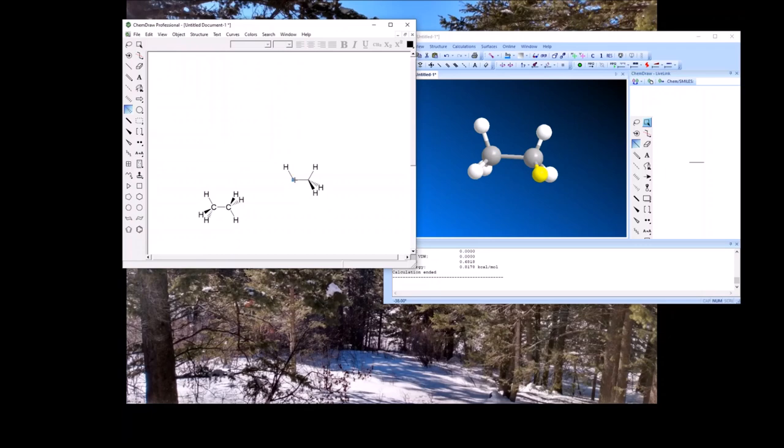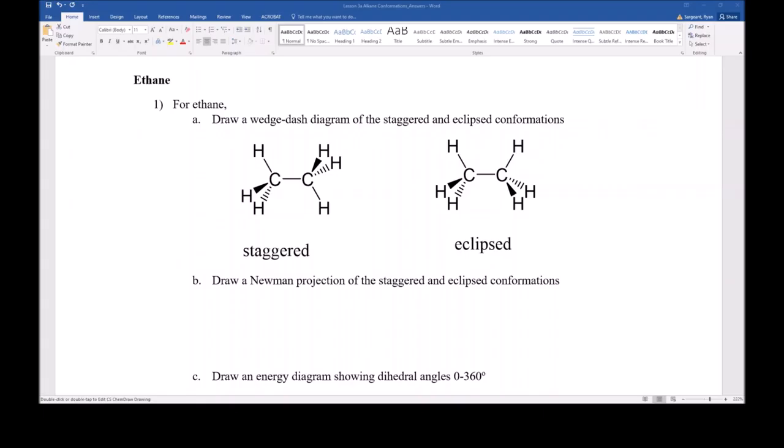And then I'll also show the wedge and the dash model for the other hydrogen. So this right here represents a wedge dash diagram of an eclipsed ethane. The eclipsed ethane is the highest energy state, and the staggered ethane is the lowest energy state. This wedge dash diagram is not the best way to show these, but the question in the lesson asks us to draw a wedge dash diagram of the staggered and eclipsed conformations for ethane. So here they are. This is staggered and this is eclipsed.